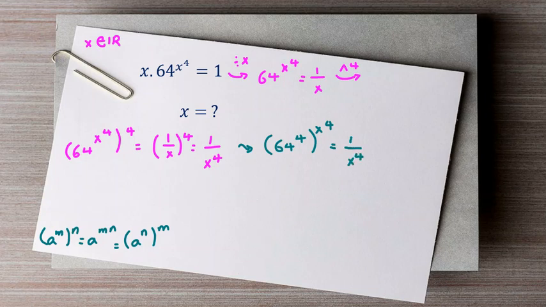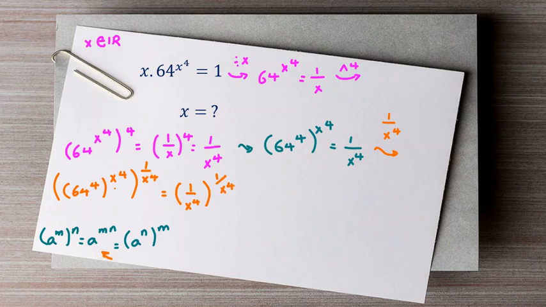Now we raise both sides to the power of, I want to get rid of x to the 4 here, so I raise both sides to the power of 1 over x to the 4. And if we do this, left side will be 64 to the 4, the x to the 4, the power of 1 over x to the 4. Right side will be 1 over x to the 4 to the power of 1 over x to the 4.